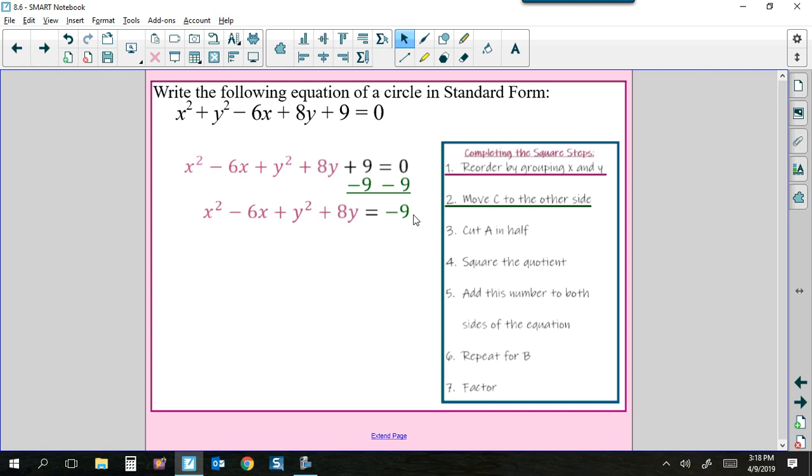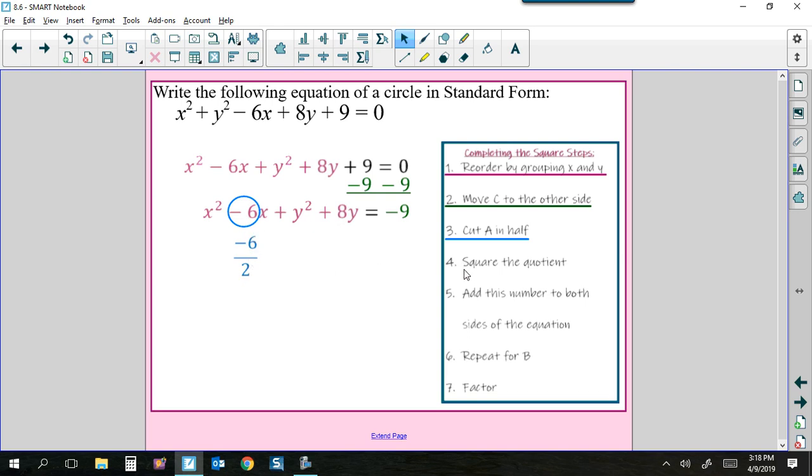The next step, when I did these on your guided notes, I just worked above the equation for a little extra room. You're going to take the number that is a, which in this case is negative 6, and you are going to cut it in half. So if a is negative 6, you're going to just mentally think about what is half of negative 6.